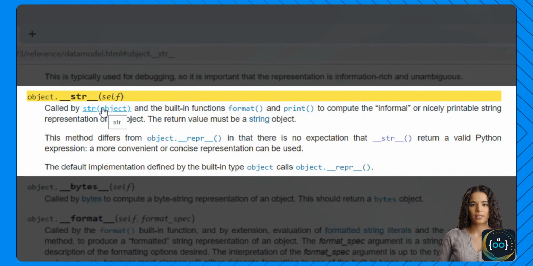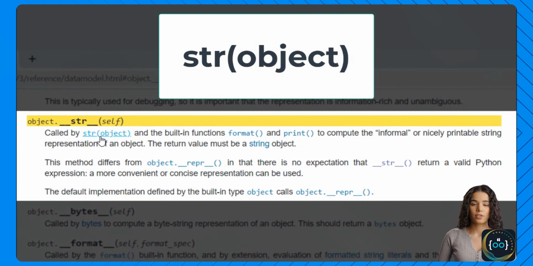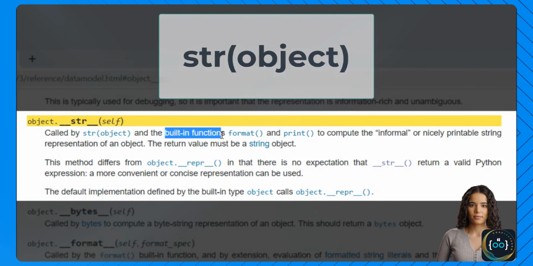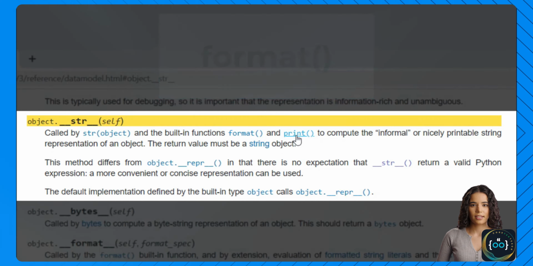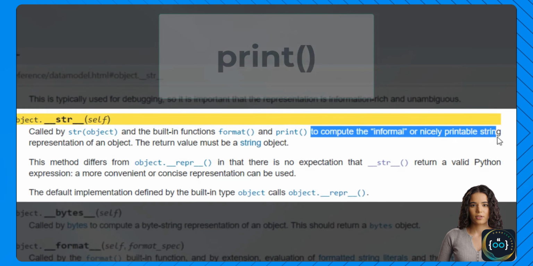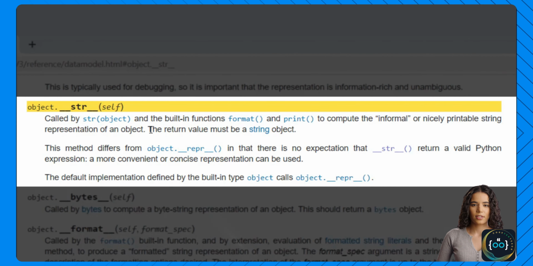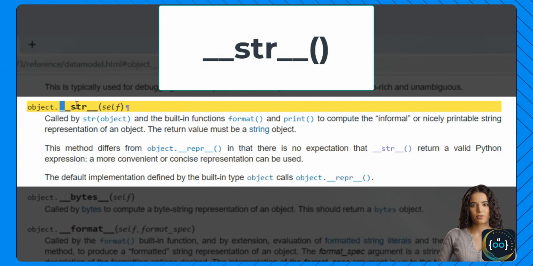There are 3 indirect ways of calling this method. It is called when we call str on an object, so we want to convert it or cast it to a string, like we do right here. And it's also called when we call the built-in functions format and print to compute the informal or nicely printable string representation of an object. The return value must be a string object. So if we try to print something, like for example when we print a list or a string or a number, this method is called behind the scenes.